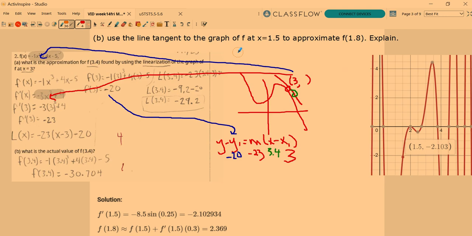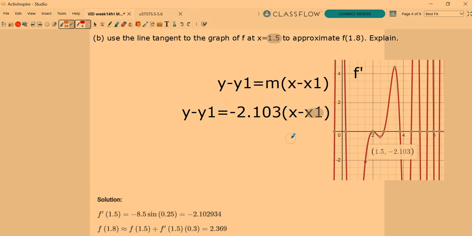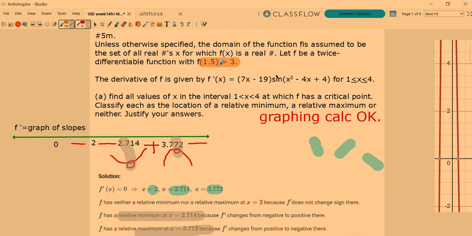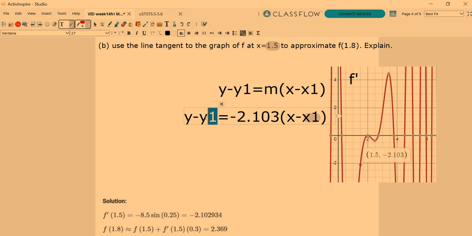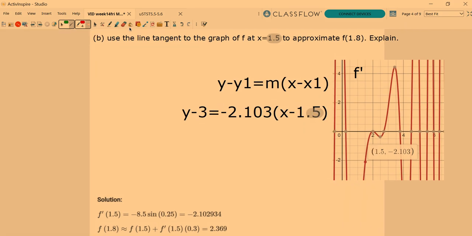Whereas you would normally plug in, for example, in the previous example from the test, you plug in 3 to get the negative 20. Here we don't need to plug in 1.5 because it's given to us in the beginning. It says plugging in 1.5 into f will give you 3. So we get 3 over here, and the 1.5 over here. Now all we need to do for 1.8 is plug in the 1.8 here and solve backwards to isolate for y.